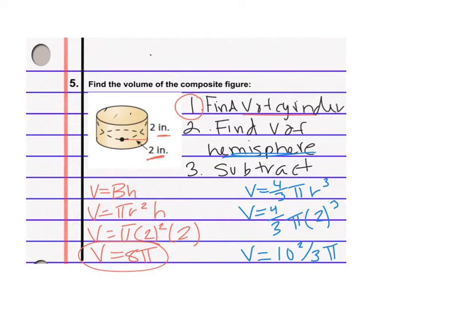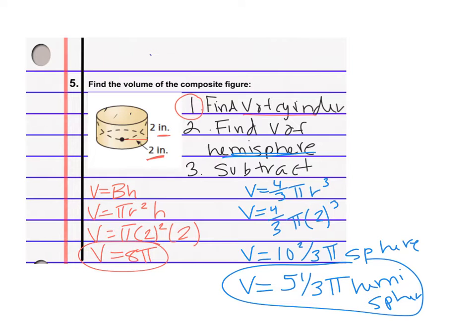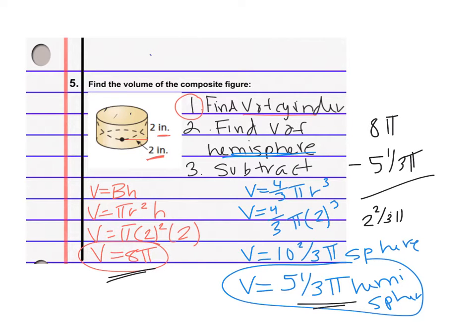Now that would be the volume of a whole sphere. We only have a hemisphere, so we need to take half of that, divide by 2. So half of 10 is 5, half of 2/3 is 1/3. So that's my hemisphere. That's step 2. Step 3, we subtract. So we take 8 pi, that was our cylinder, 8 pi minus 5 1/3 pi. All right, and that gives me 2 2/3 pi inches cubed.